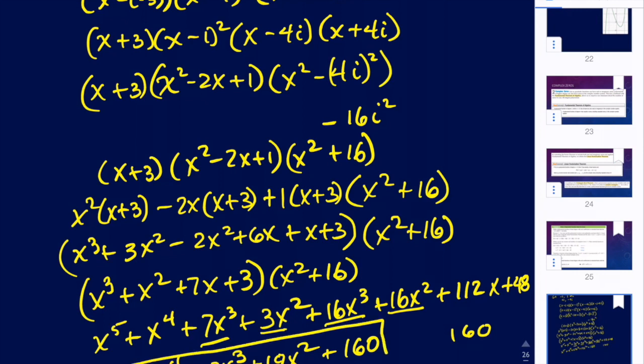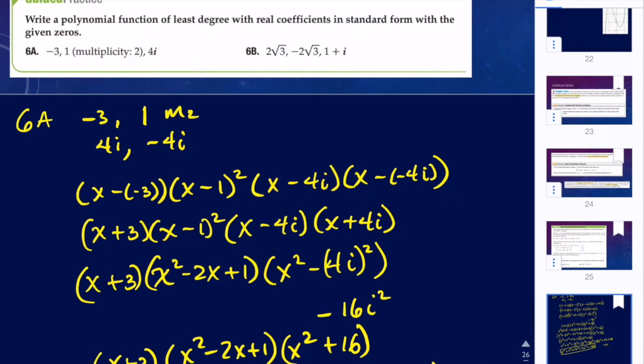There is our polynomial. What did they say, right? A polynomial function of at least degree with real coefficients in the standard form with the given zeros.